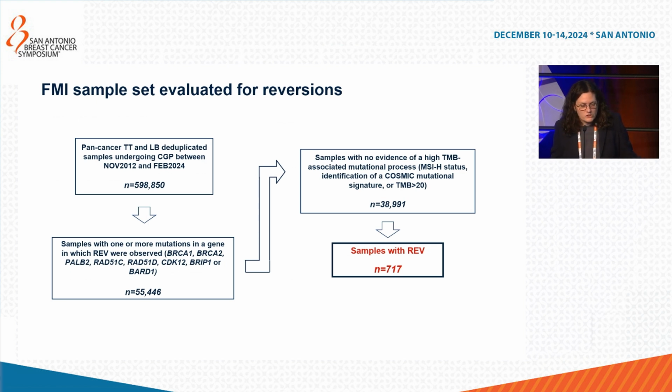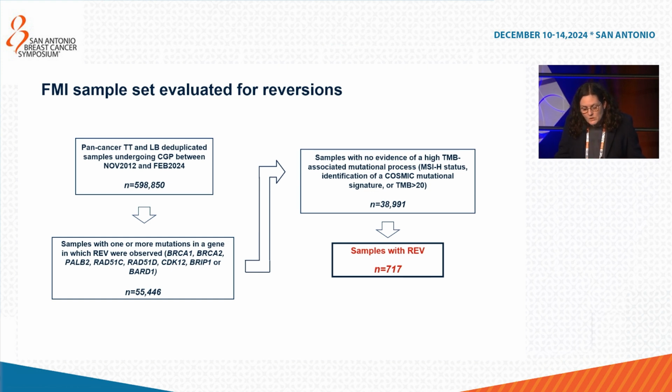The large Foundation Medicine sample set was evaluated for reversions, as I mentioned. This originally encompassed almost 600,000 sequences that were done, and then samples with mutations in the genes in which reversions were observed. And you'll note, and I'll talk about this later, there are 3 additional genes that were noted to have reversions, were narrowed down even further, and then samples with no evidence of a high tumor mutational burden state were narrowed down to almost 39,000. And then of those, 717 samples were found to have reversions.